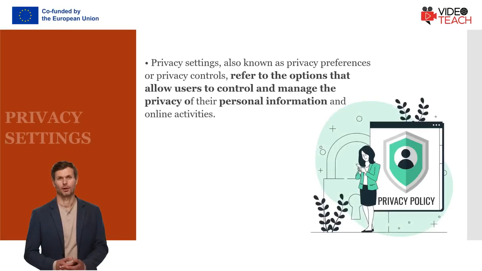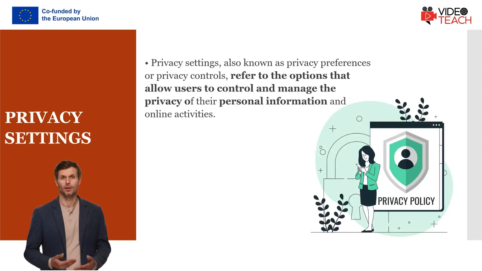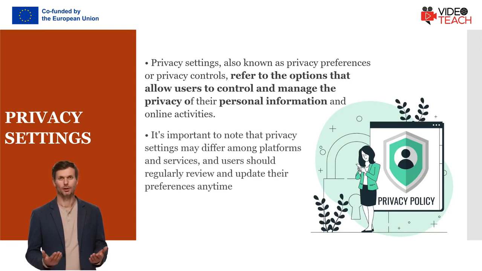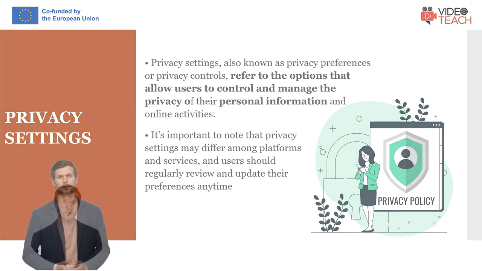Privacy settings, also known as privacy preferences or privacy controls, refer to the options and features available in digital platforms, services, or applications that allow users to control and manage the privacy of their personal information and online activities. It's important to note that privacy settings may differ among platforms and services, and users should regularly review and update their preferences to ensure their privacy preferences align with their expectations and needs.